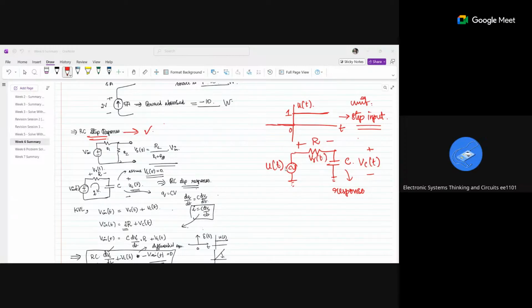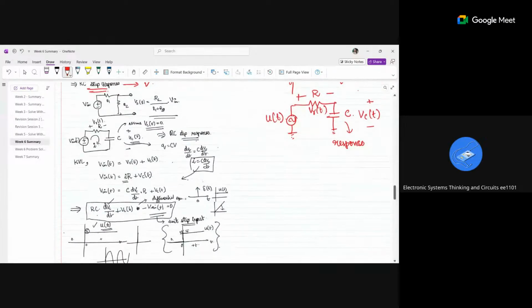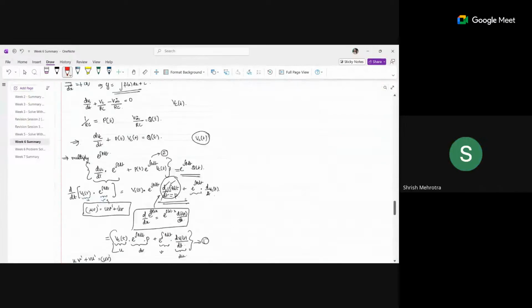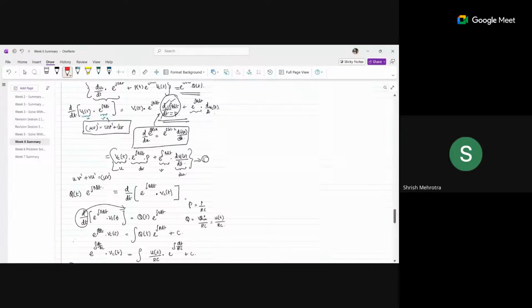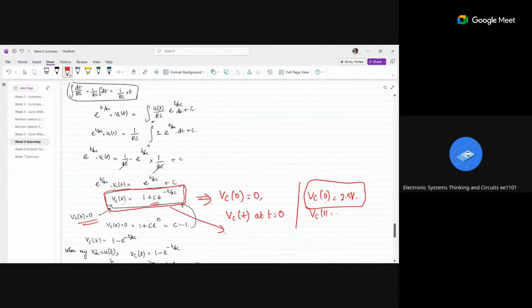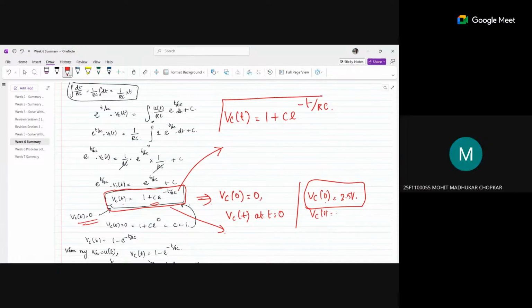The one who asked this doubt, do you want me to explain how the derivation is? Not the whole derivation. Okay, I'll just go to the final answer. So we would have derived this equation: Vc of t is equal to 1 plus C e power minus t by RC. This is the formula we had to use to solve circuits like that.